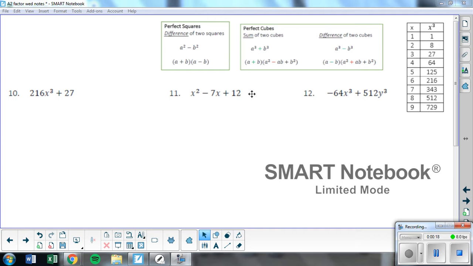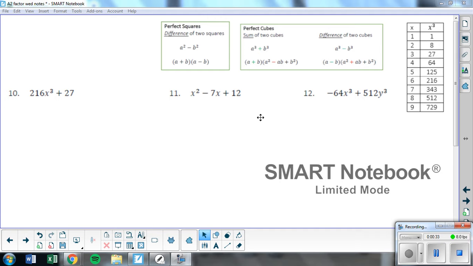Also, this has 3 terms, while this has 2 terms. There's a binomial, 2 terms, and 2 terms. So we can't follow this pattern because the pattern doesn't really exist. We don't have a perfect square minus a perfect square. We have 3 terms here. So how do we do this one?